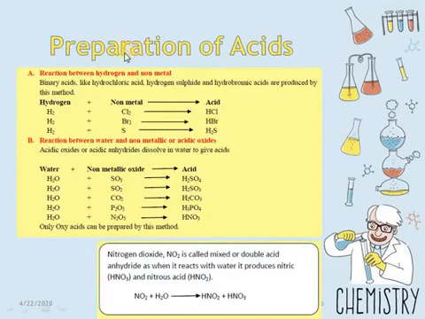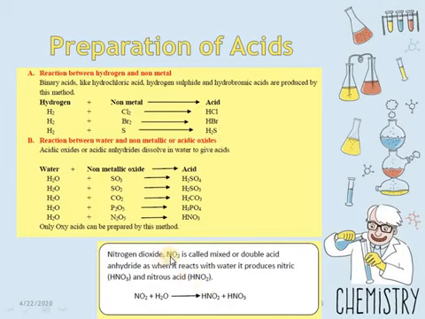Now come to the preparation of the acids. First, a very simple reaction between hydrogen and the non-metal, you will get the acid. Second, reaction between water and non-metallic oxide. Now non-metallic oxides, when you did the definitions in class 8 and class 9, you already learned, non-metallic oxides or acidic oxides are oxides which give acid when dissolved in water. So the same definition you can remember over here.